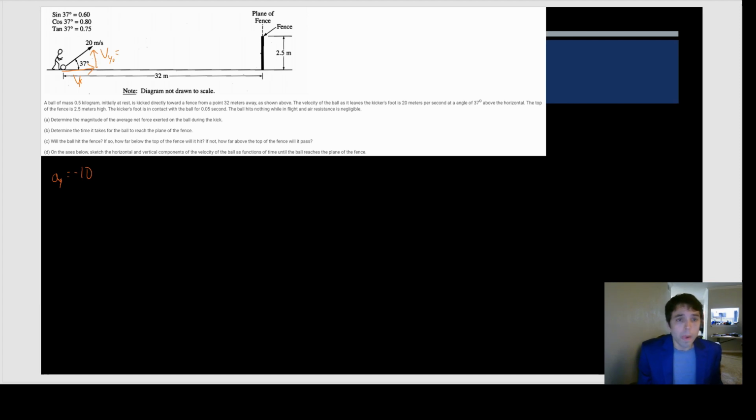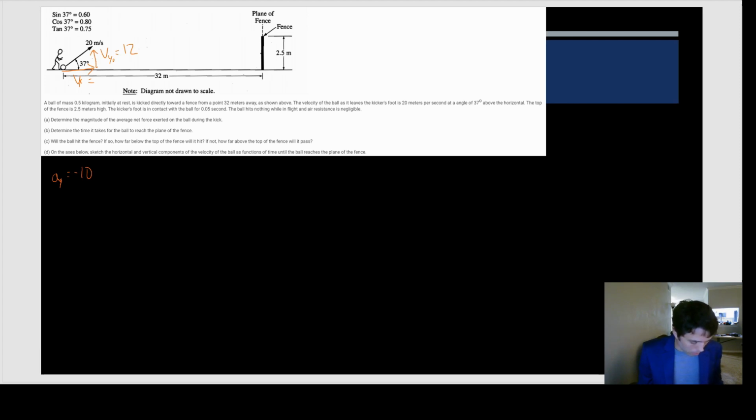We know that for SOHCAHTOA, Vy is going to be 20 times 0.6, so we use sine for the vertical component. So it's 0.6 times 20, so it's just 12. And then for Vx, and they're rounding this stuff too, if you're wondering. It's not exactly 0.6, but they're rounding it.